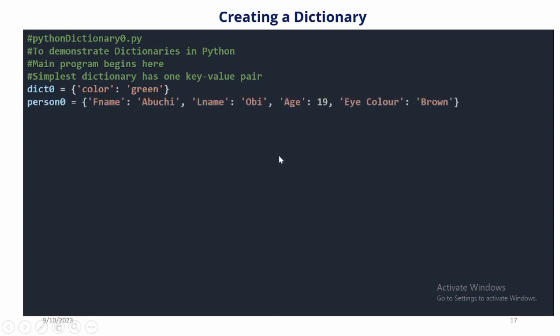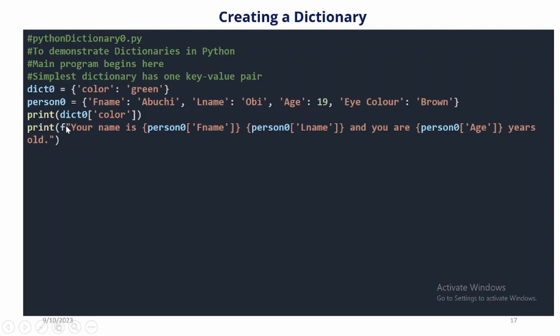Let's take another example which is not so simple. So the key here is fname, which is supposed to stand for first name. It could have been sname, whatever you want to call it. Abuchi. lname Obi. Age 19. Eye color brown. So if you print dict 0 color, what's going to come out? It will give you the value green.